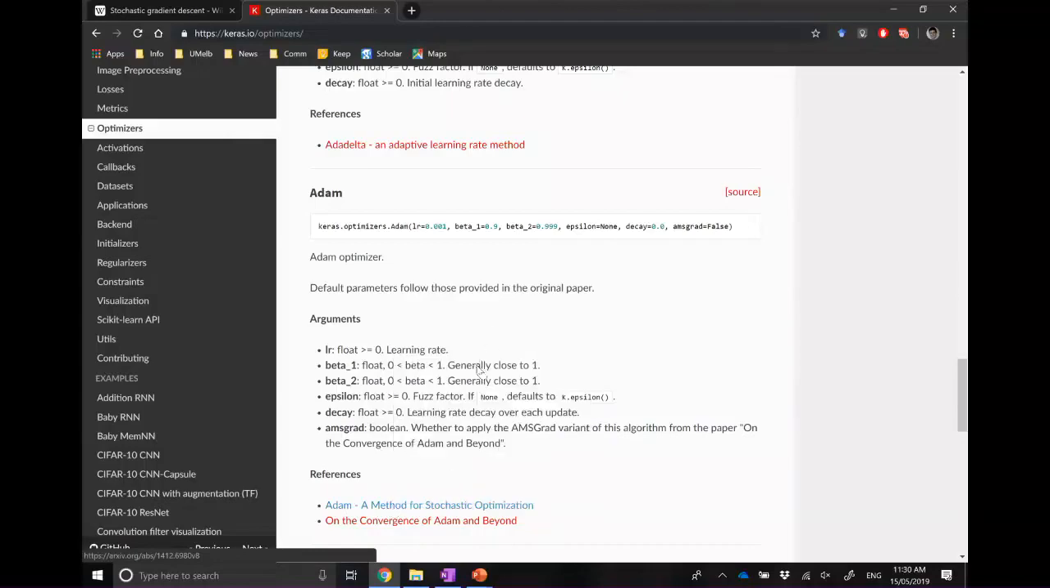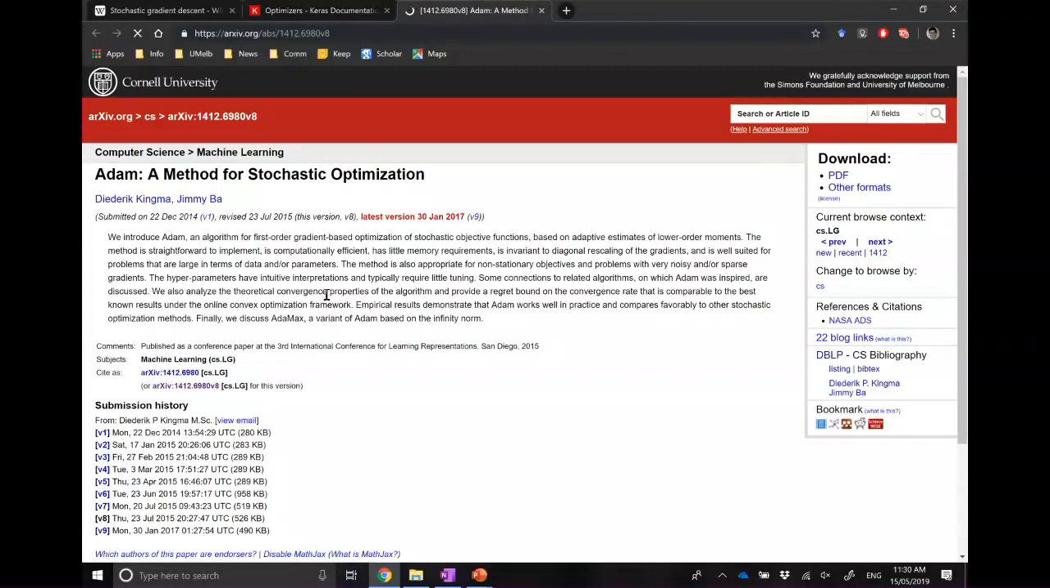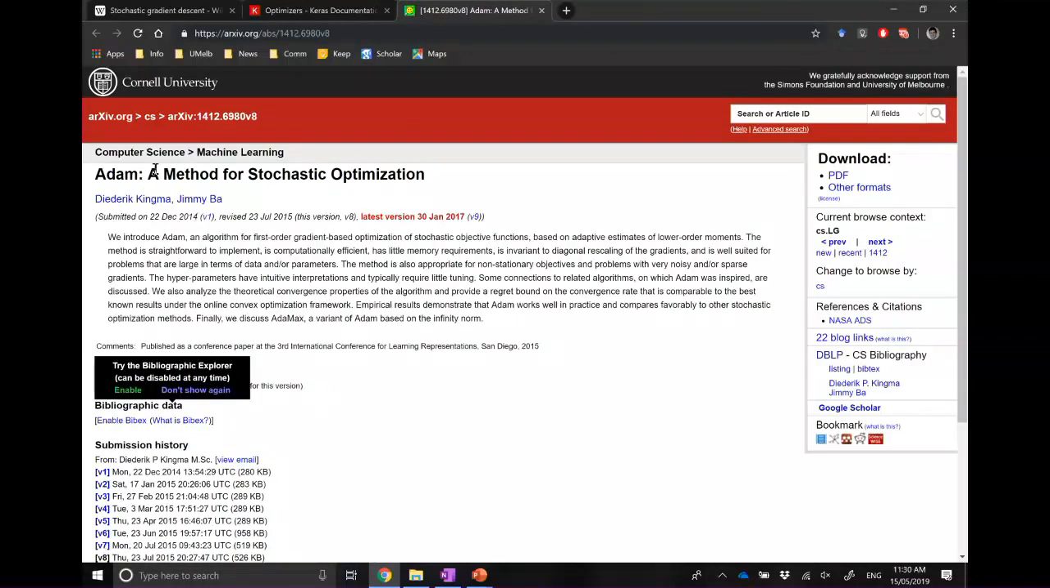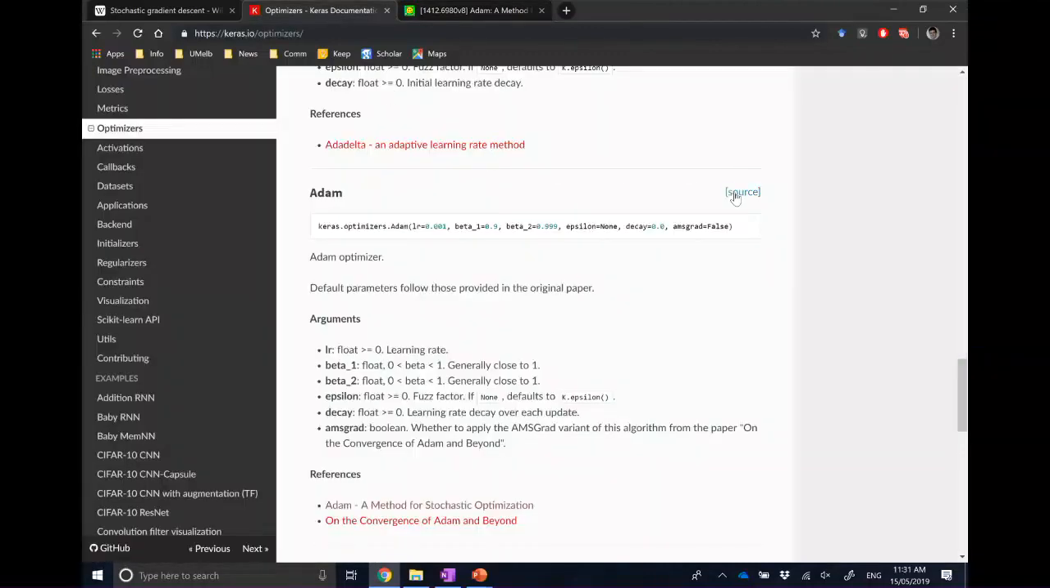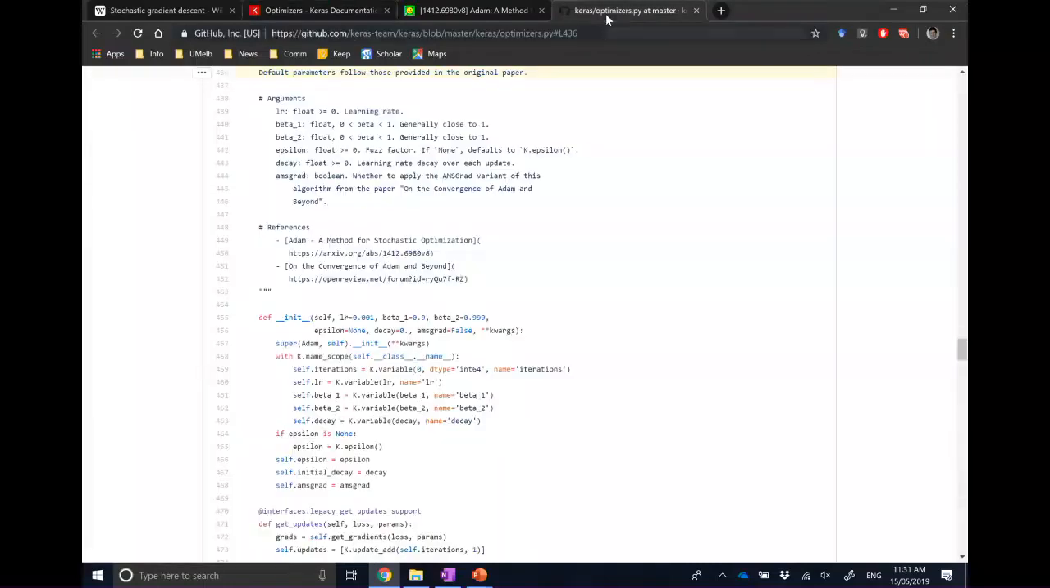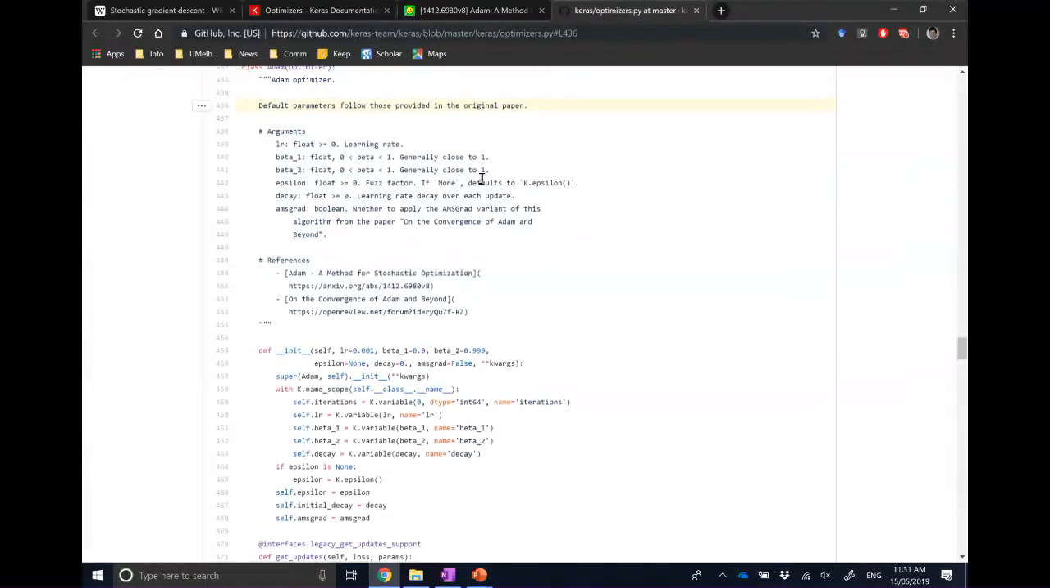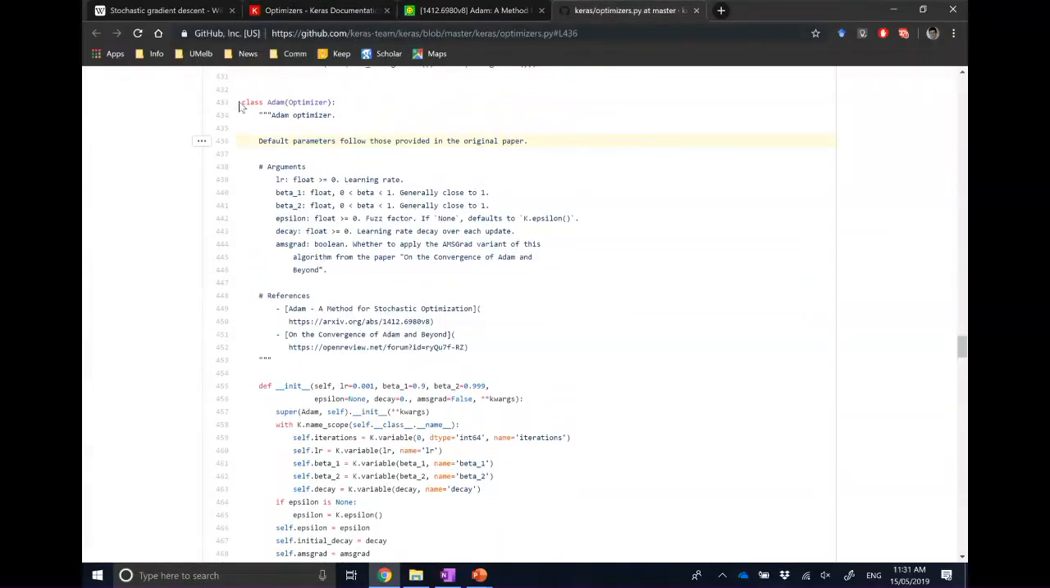If you want to do it the right way, this is the paper from 2014 by these authors. The PDF is here, so you can sit down and read the paper that introduced this variant of stochastic optimization. And then for Keras, you can take this and open a new tab with the source. So this is the Adam optimizer.